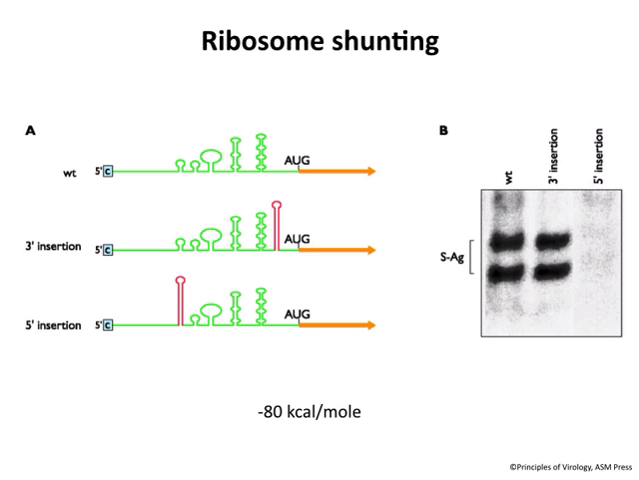The first one is a process called ribosome shunting. So I've just told you that if we have a messenger RNA like the one on A at the top, the ribosome will bind the cap through all these protein interactions. It'll scan down through the 5' UTR and find the AUG. And if you have a little bit of secondary structure in this 5' UTR, it's not a problem for the ribosome, as long as it doesn't exceed this number, negative 80 kilocalories per mole. That's a measure of the stability of the double-stranded RNA in the stem.